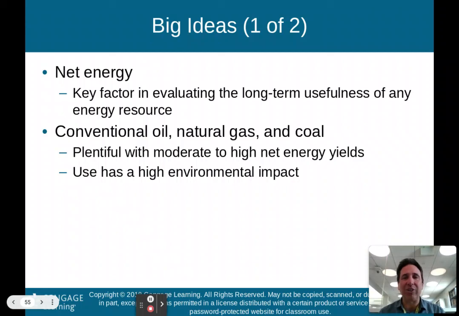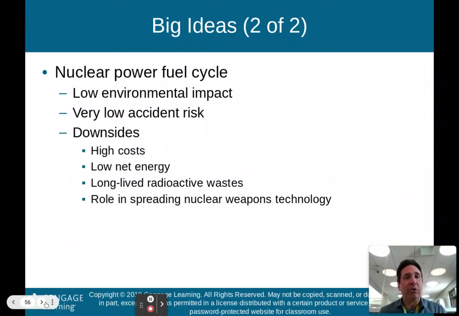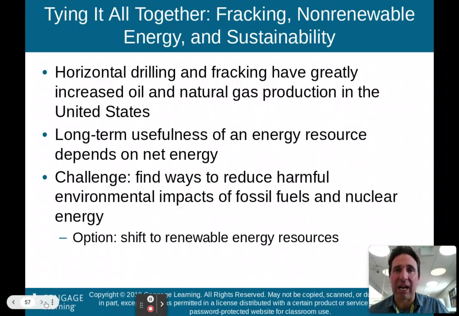Conventional oil, natural gas, and coal: plentiful with moderate to high net energy yields, but they have high environmental impact, not only pollution, but also degradation of land as you get this stuff out of the ground. Nuclear power life cycle: low environmental impact, very low accident risk, but high cost, low net energy. We have that long-lived radioactive waste we've got to deal with, and it did play a role in spreading nuclear technology.